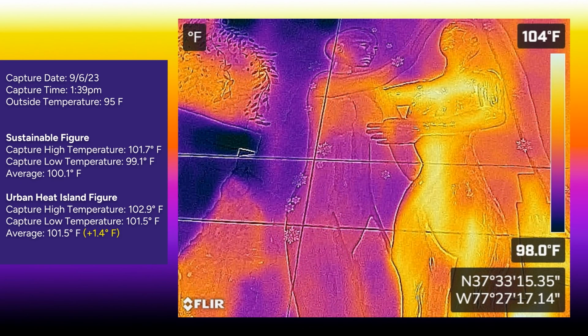The capture was taken on a 95-degree day on September 6th. The tool found an average temperature difference of 1.4 degrees Fahrenheit in the sustainable city figure compared to the urban heat island figure.